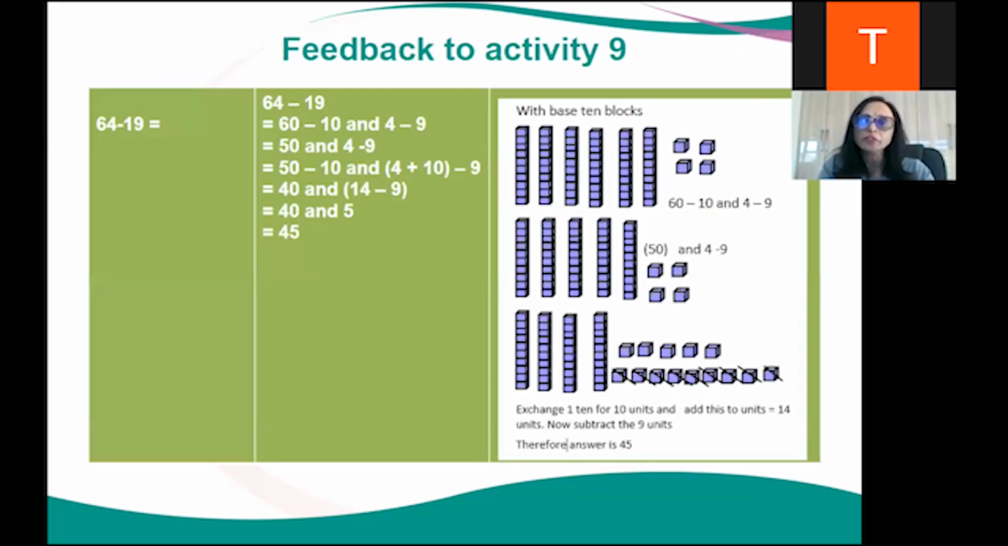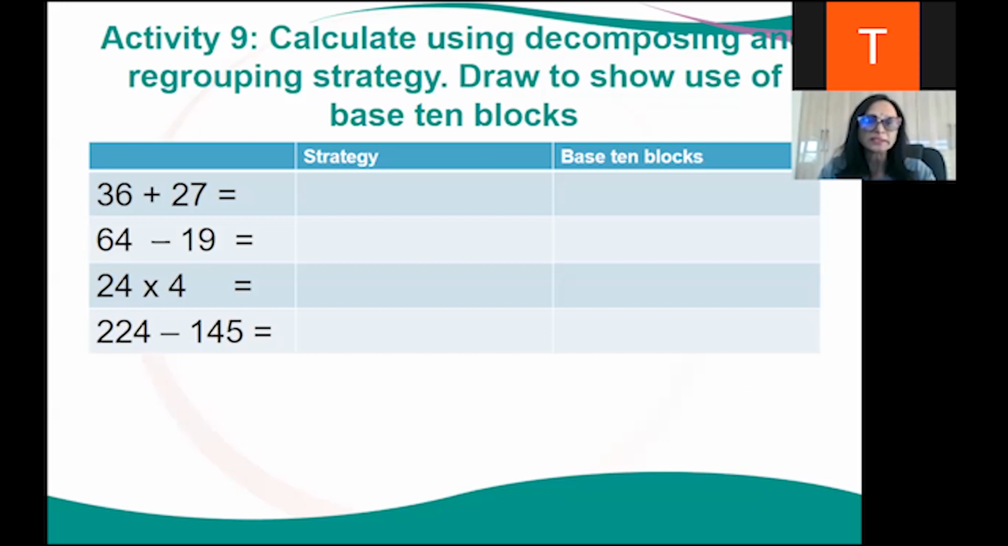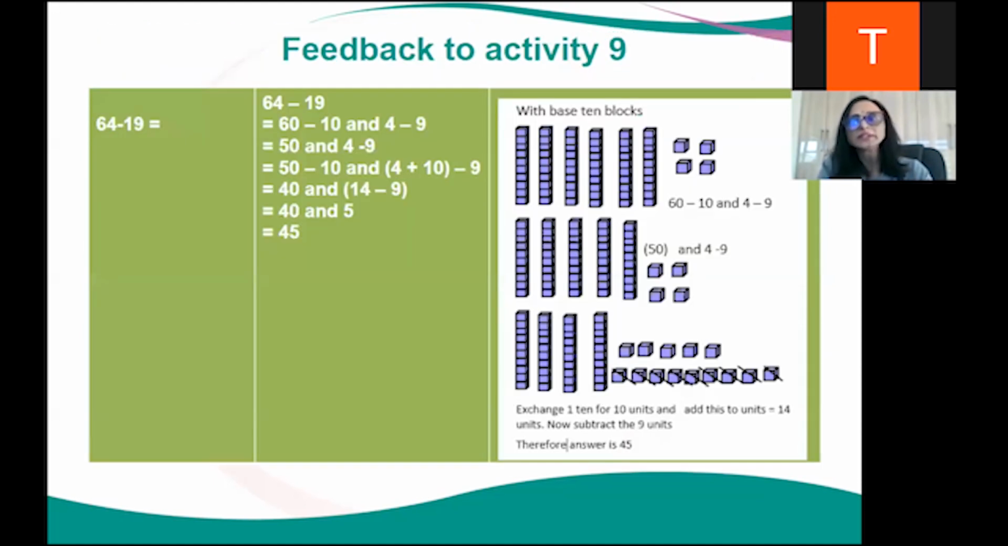Now, this is the feedback to activity number 9. Let's look at one example: 64 minus 19. This is how you do it. It is 64 minus 19. What it actually means is 60 minus, or take away, 10, because we group the 10s together and we group the units together.